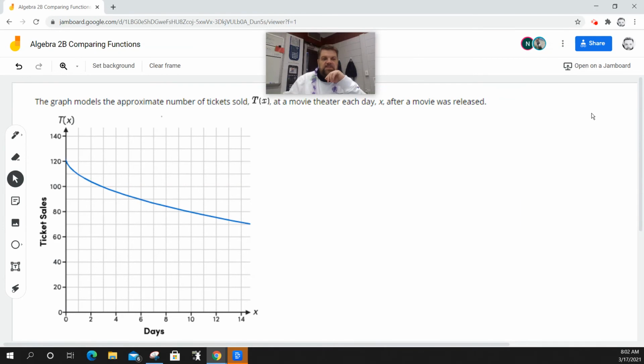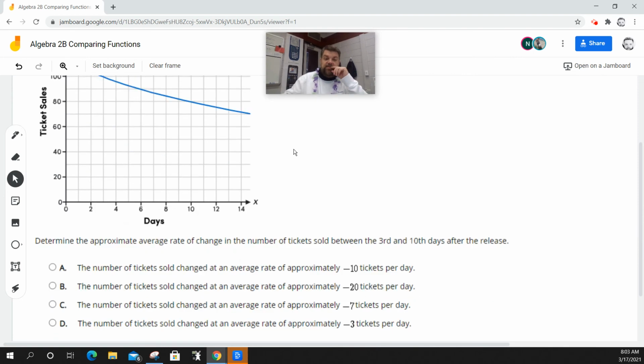All right, so this one says the graph models an approximate number of tickets sold, T of X, at the movie theater each day, X, after the movie was released. So I think X represents the days after the movie was released, and the Y axis, which is T of X, represents the total number of ticket sales. And then, so there's the graph of that.